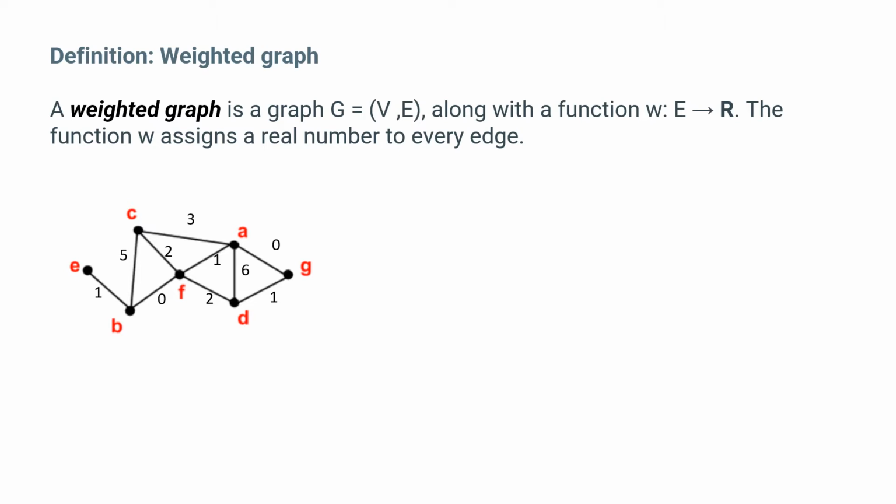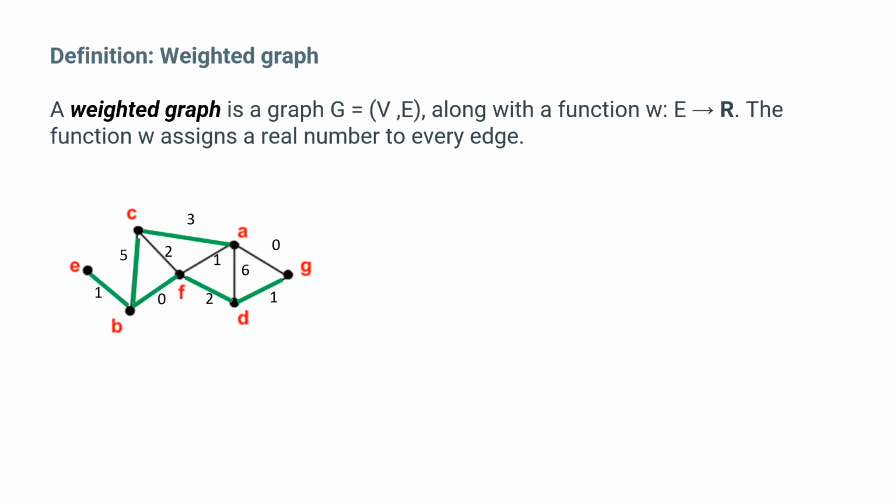That's just what we're used to for a graph, but along with a function, we'll call it W, and that function goes from the domain of the edges to a range of real numbers. The function W assigns a real number to every edge. So basically we're just saying we have a graph like what we've worked with in the past, but we've added to that in that we have a real number assigned to every edge. That would be called a weighted graph.